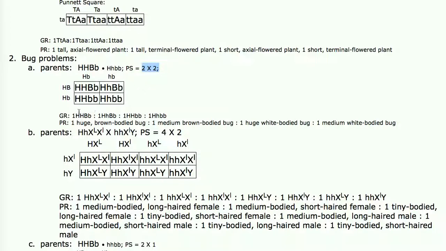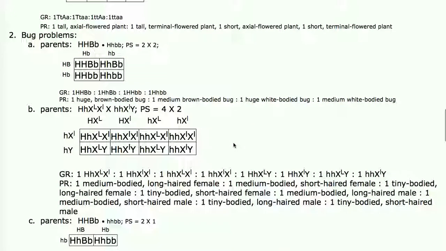And our GR is going to be one of each of these. One big H, big B, little b. One big H, little h, big B, little b. One big H, little b, little b. One big H, little h, little b, little b. And the PR that you have to interpret from those is one huge brown, one medium brown, one huge white, one medium white. Okay, so that's the first problem.